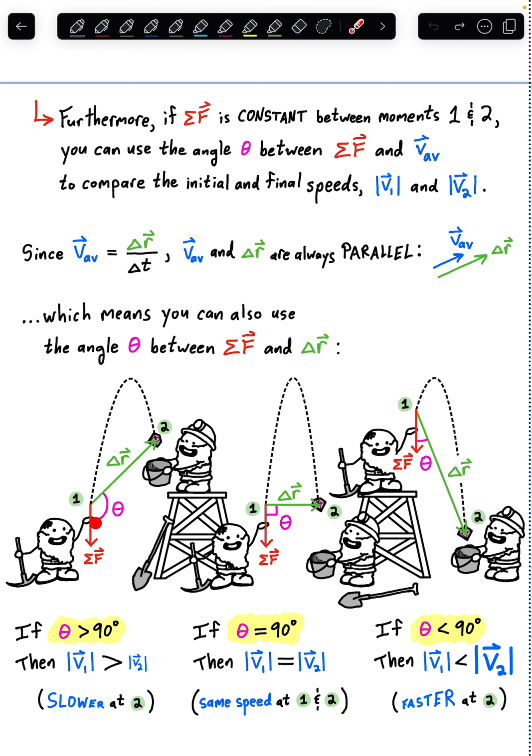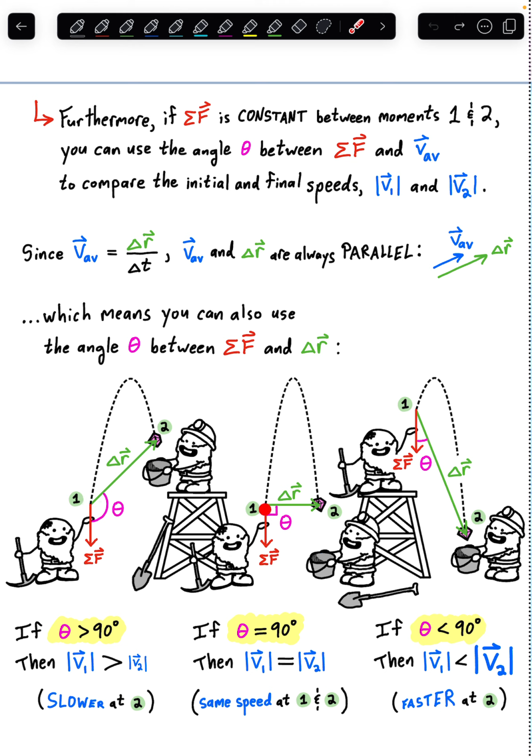So if they are roughly against each other, that is an angle that is obtuse, greater than 90 degrees, then the object at moment 2 will be slower than it is at moment 1. We know here at 2, the gem will be slower than it is here at 1.